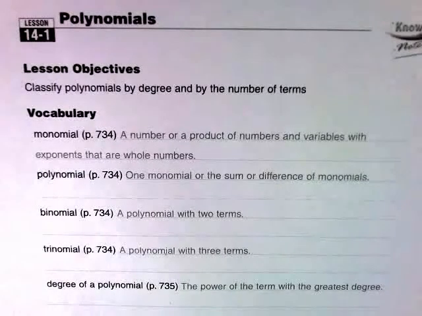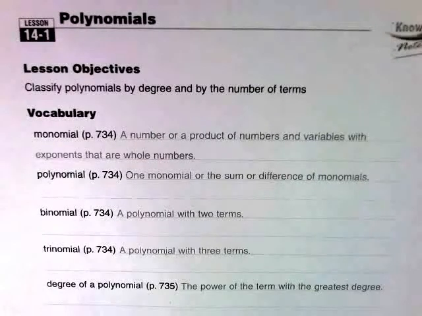What is a polynomial? It's a monomial, or the sum or difference of monomials. Now, of course, it would be helpful if we're talking about the word monomial that we've also seen a definition for that. A monomial is a number or a product of numbers and variables with exponents that are whole numbers. So they're saying here we can just multiply together a number and a variable, or it could just be a number, or it could just be a variable. But that's all a monomial is. It's a number or a product of numbers and variables with exponents that are whole numbers.